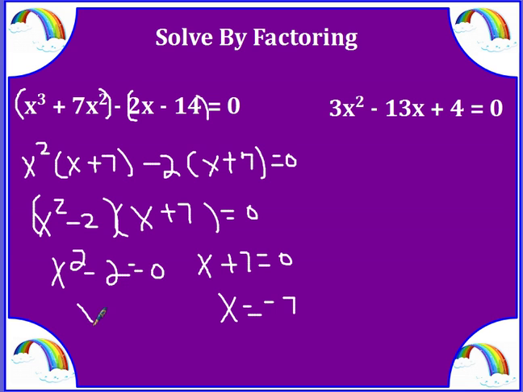Here we are going to have x squared equal to a +2. We will take the square root, and when we take the square root, make sure you take a positive and negative. Our other roots are positive and negative square root of 2.